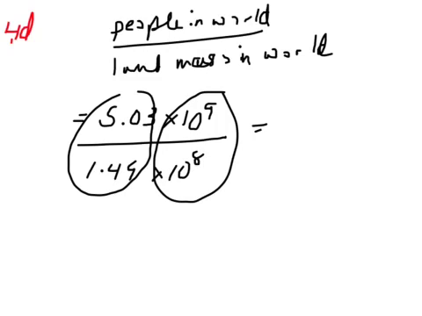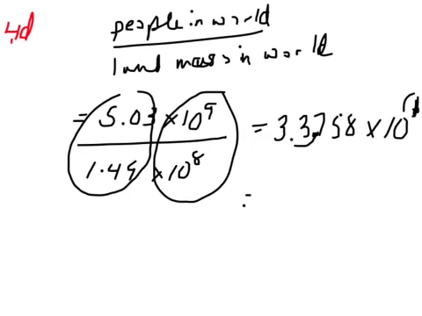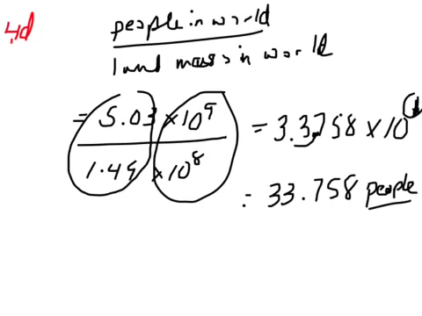Okay, so using a calculator, 5.03 divided by 1.49 ends up being 3.3758. I'm just going to go that far. There's more. But then it's times 10 to the 9 minus 8 is 1, and that's on top of the fraction bar, so I won't even bother drawing the bottom fraction bar because the exponent's bigger on top. So that means move it over one space because that 1 is positive. So this becomes 33.758 people per kilometer squared.